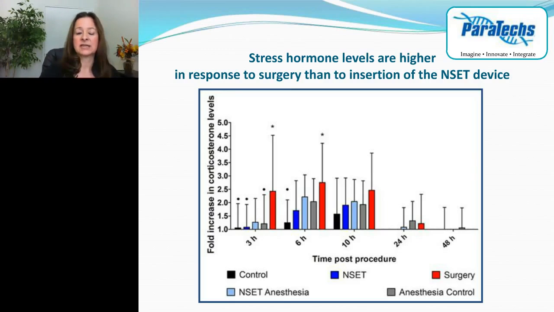As you can see indicated by the red bars, the corticosterone levels were significantly increased in mice 3 to 6 hours post-surgical transfer, but there was no significant increase for non-surgical embryo transfer or for any of the controls.